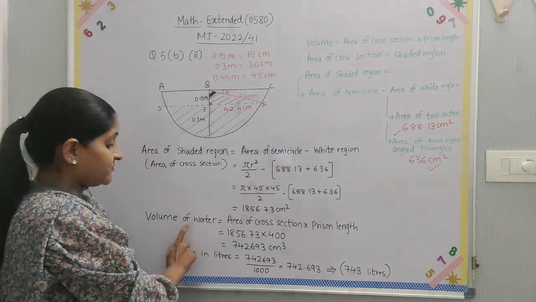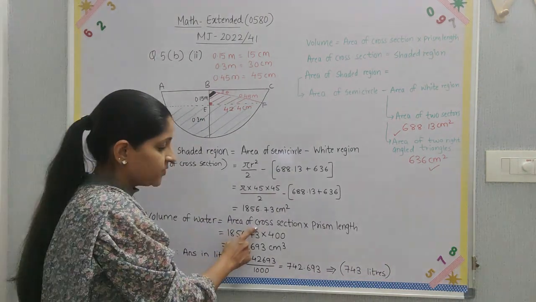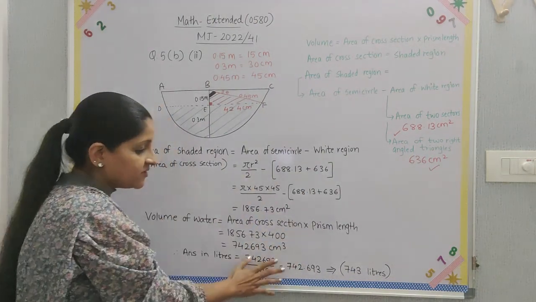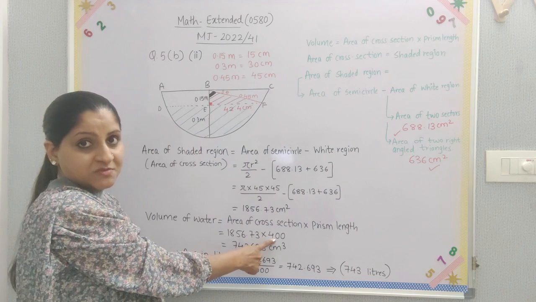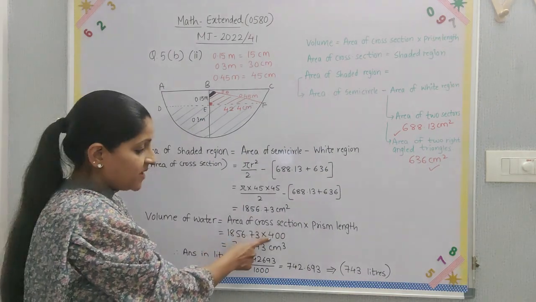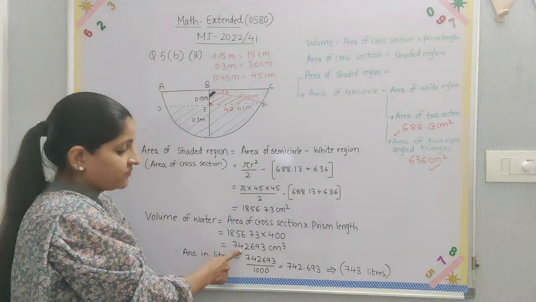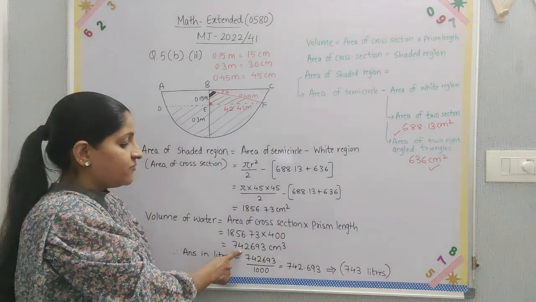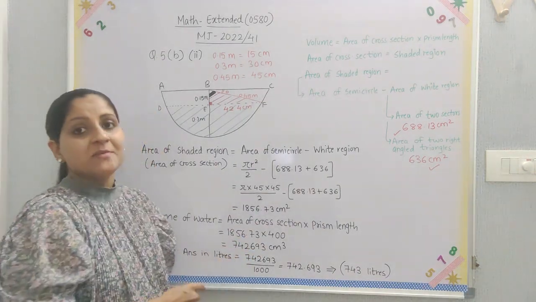After doing this, we have to figure out volume of water. To calculate volume of water, the formula that we are going to use here is area of cross section multiplied by prism length. Since we have converted all of our measurements into centimeters, 4 meters converted to centimeters becomes 400, and area of cross section we carried forward from top. After multiplying these two numbers, the answer that we obtain here is 742,693 centimeter cube. This is what my answer in centimeter cube is.